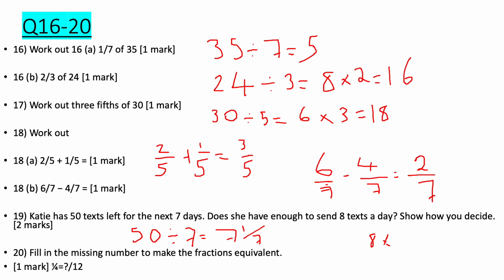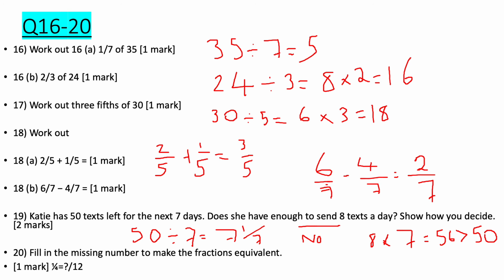So 8 times 7 is 56, and that is greater than 50, okay, which is the amount of texts that she has left for the next 7 days. Okay, so she'll be able to send 7 texts and not 8. So the answer is no for that question.